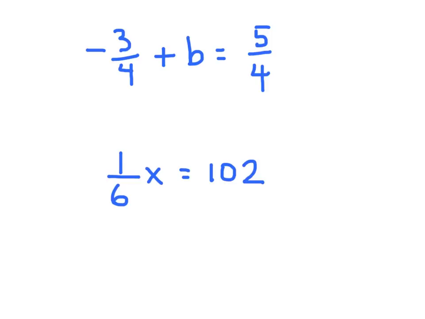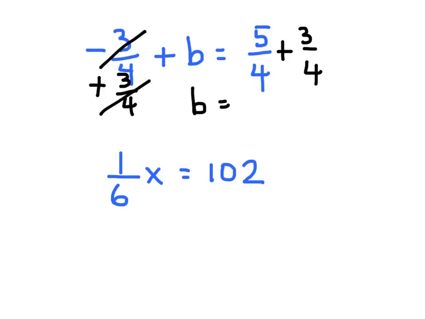Here our variable is b, and look what's being added, -3/4. So again, let's do the opposite. Let's add a +3/4. Add that to both sides. And so that will cancel out and make 0. We get b by itself. And then over here I have 5/4 plus 3/4. That equals 8/4. And 8/4 reduces to 2.